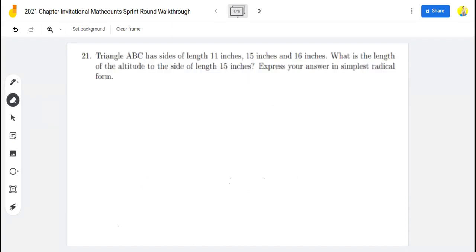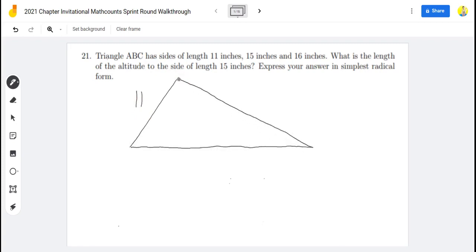Moving on to question number 21. Triangle ABC has sides of length 11 inches, 15 inches, and 16 inches. What is the length of the altitude to the side of length 15 inches? Express your answer in simplest radical form. So first, draw the triangle. Here's 11 inches. Here's the 15 inches. And here's the 16 inches.